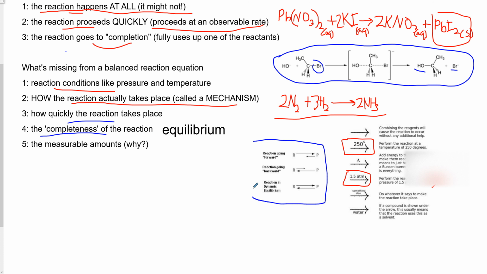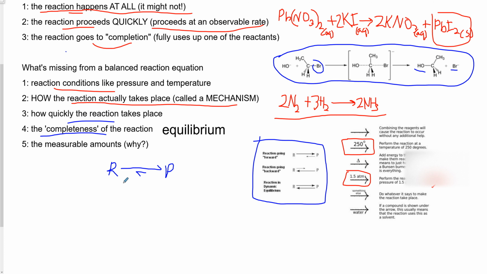What you might usually see, I'm just going to use R for reactants, you may see a double-sided arrow where the arrow pointing towards products is way, way, way bigger. That would tell you that this reaction favors the products. In other words, if you make this reaction happen, it's going to go mostly to the product side. You might have some reactant left over.